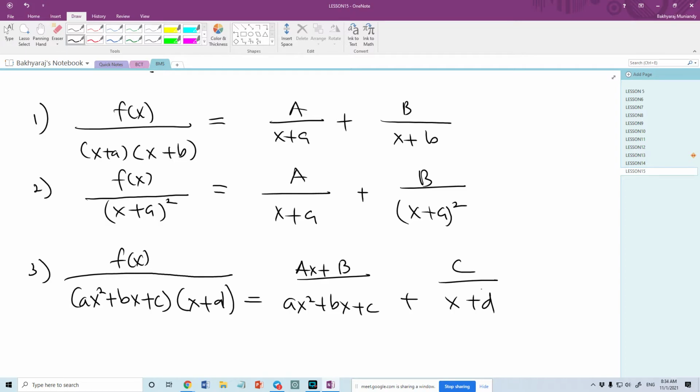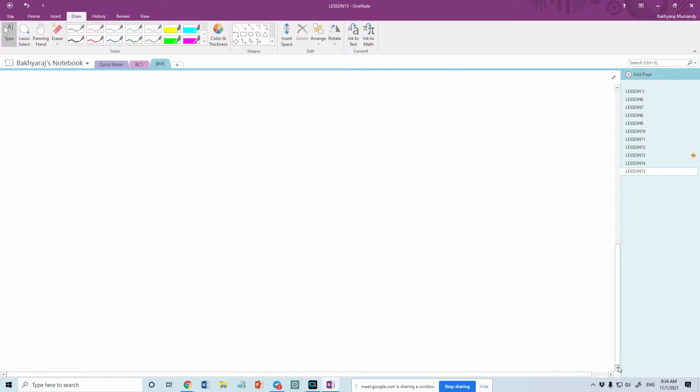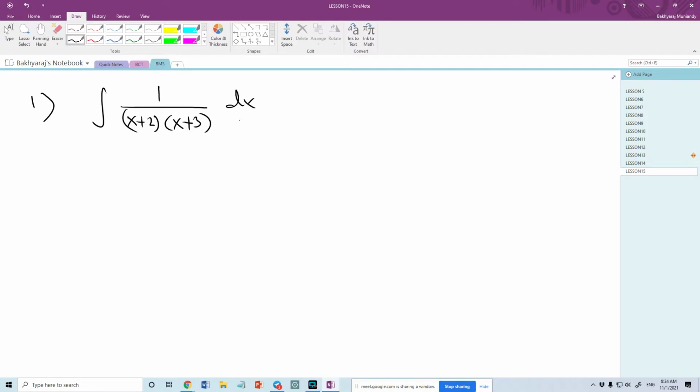Okay, so I may proceed lah. Proceed for the example number 1. Okay, kita pergi soalan 1, number 1. Okay, now I'm going to solve this. Integrate 1 over x plus 2, x plus 3 dx. Okay, I have this. Integrate 1 over x plus 2, x plus 3.